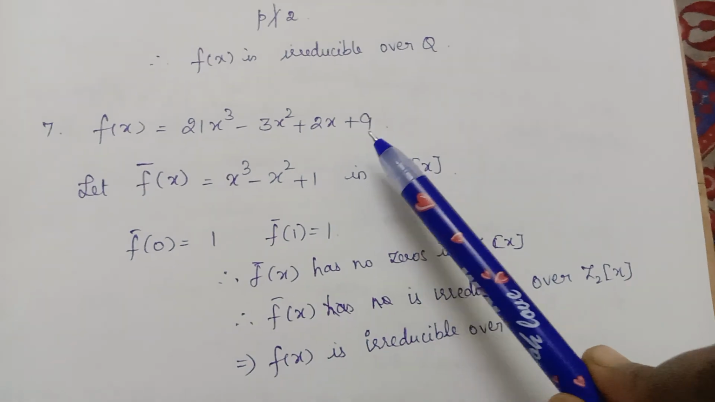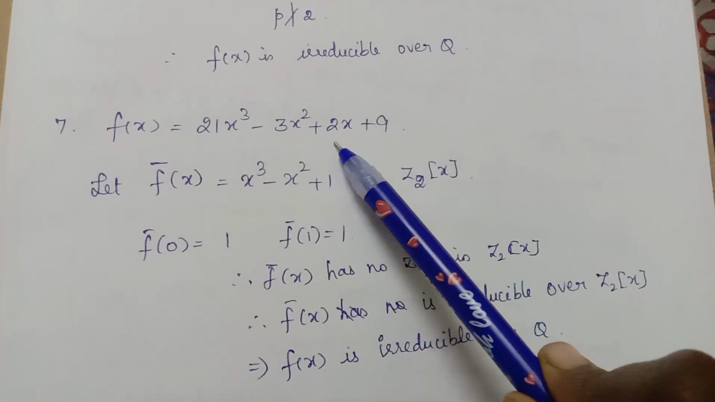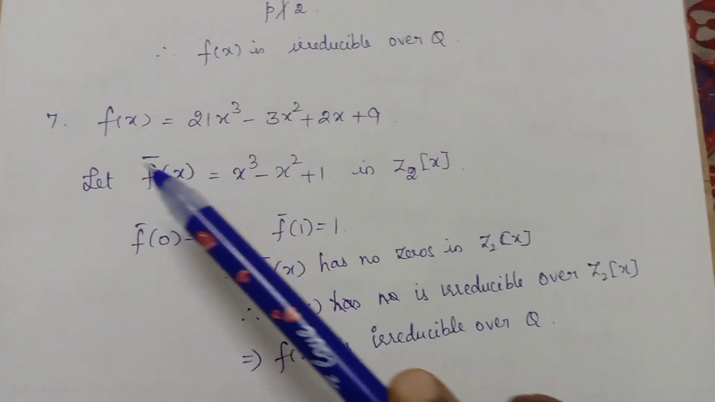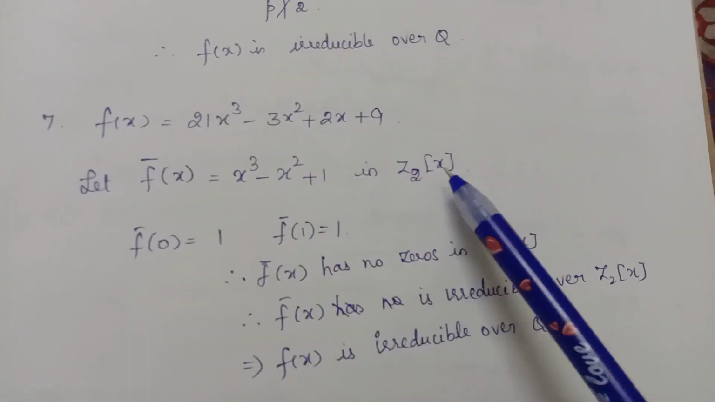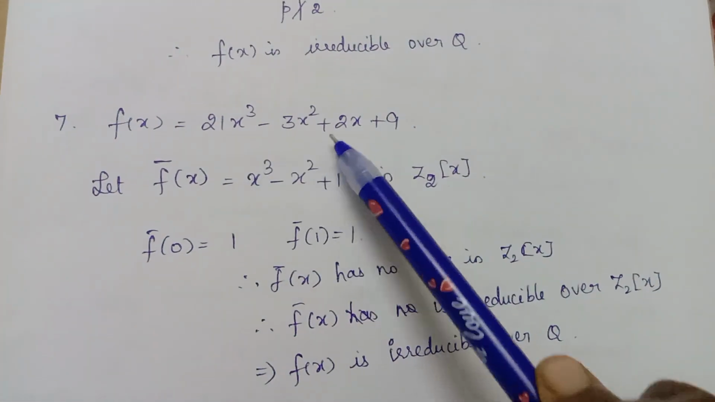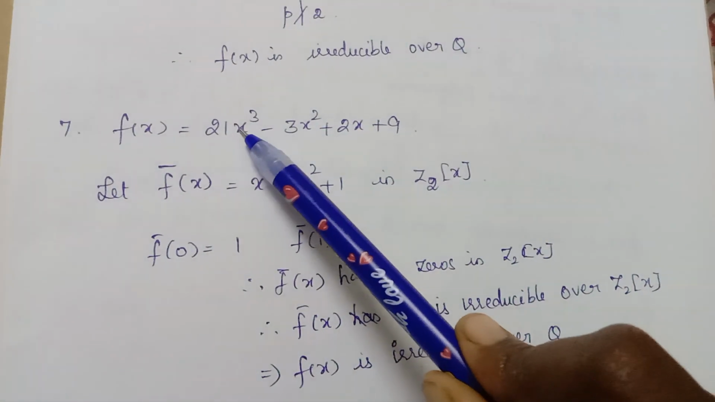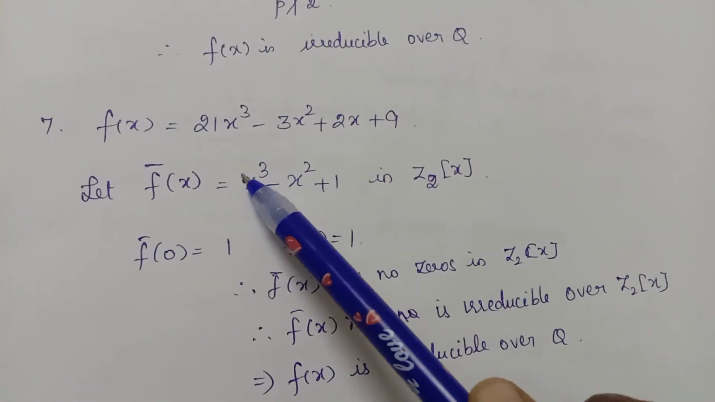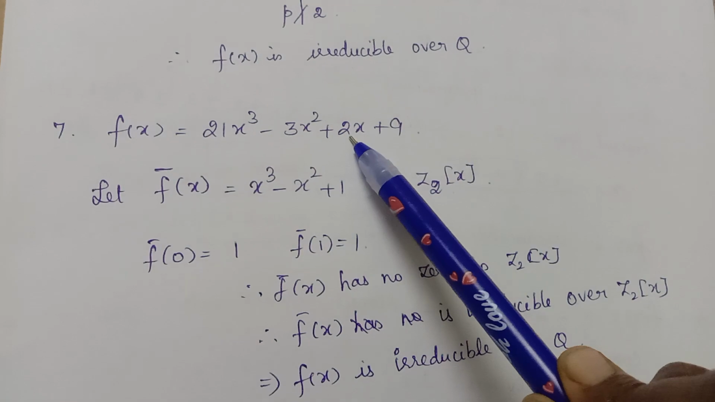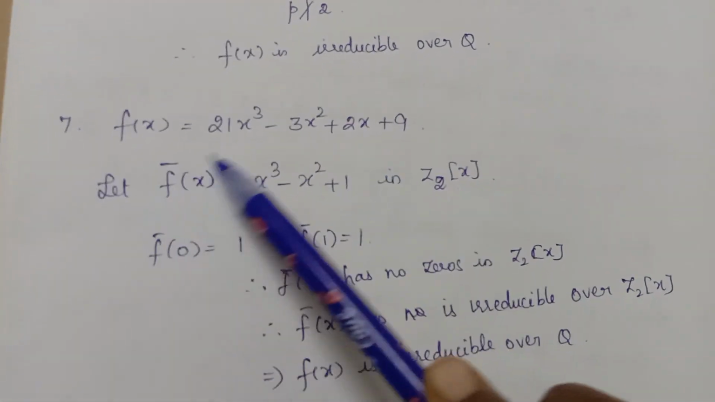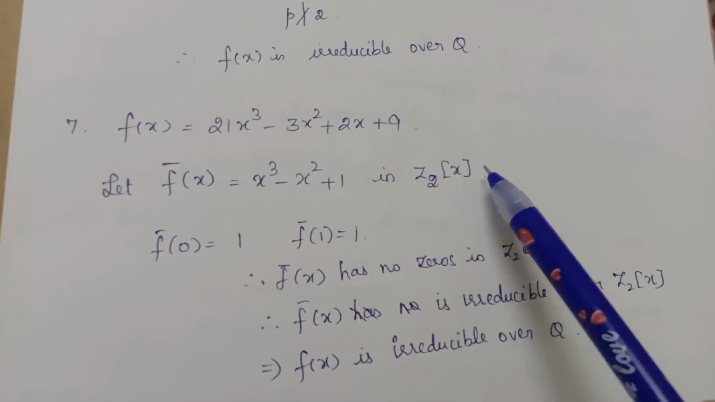I told you one more result: writing an equivalent polynomial in Zp of x. So I am going to write an equivalent polynomial in Z2 of x. Let f bar of x be equal to, writing all the coefficients in Z2. For x cube, 21 means what? It will be 1 in Z2, and 3 will be 1, 2 will be 0, so no x coefficient. Here 9 means it will be 1. So this is f bar of x in Z2 of x.